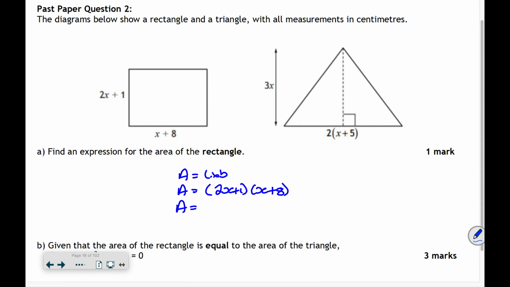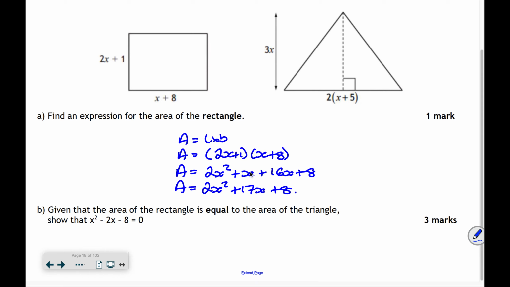So that would just give me 2x squared plus x plus 16x plus 8, which is going to give me 2x squared plus 17x plus 8. Part B, it says, given that the area of the rectangle is equal to the area of the triangle, show that x squared minus 2x minus 8 equals 0.